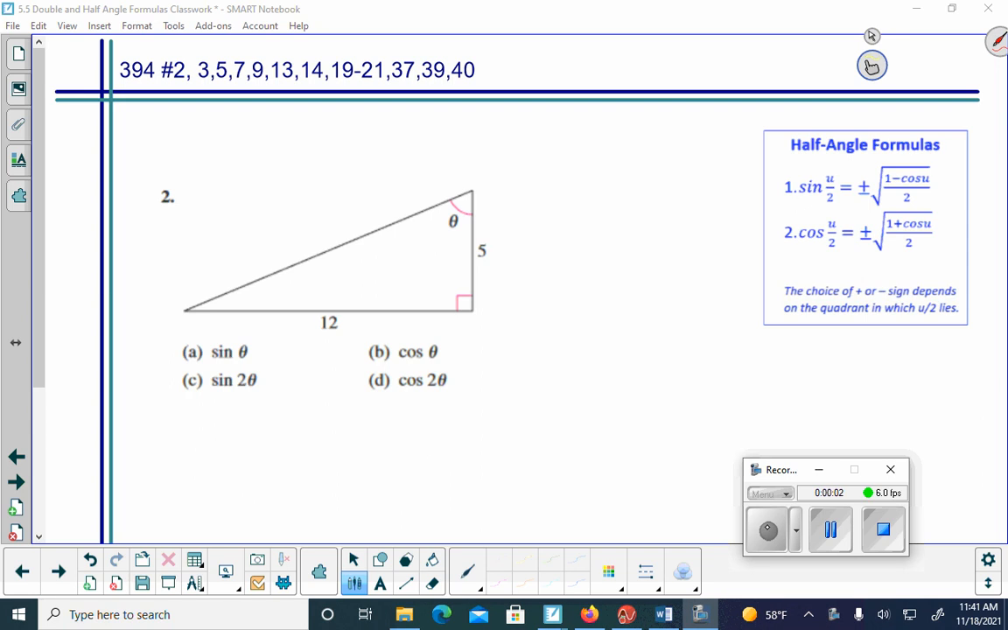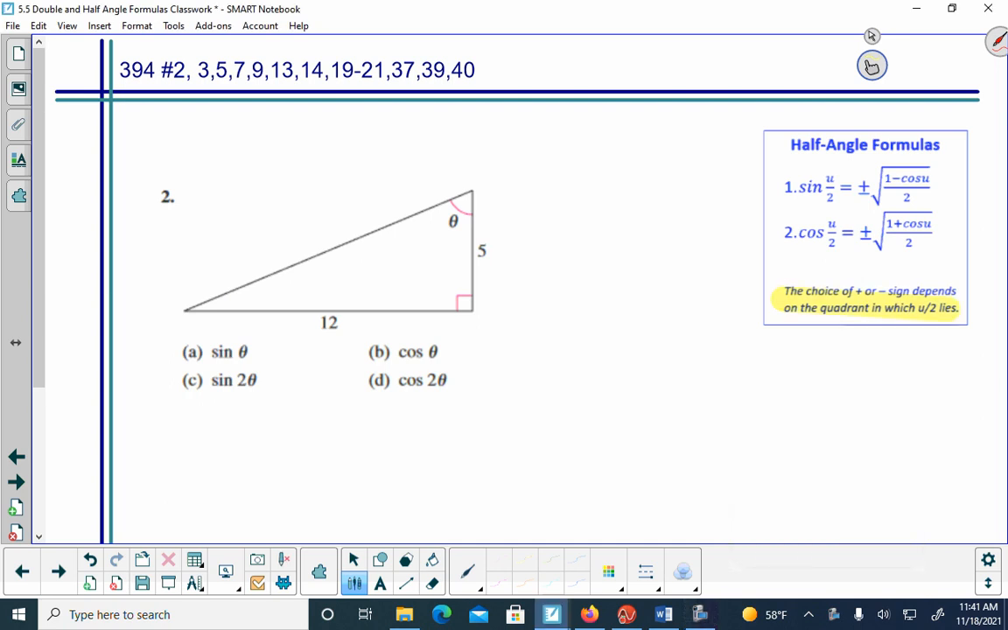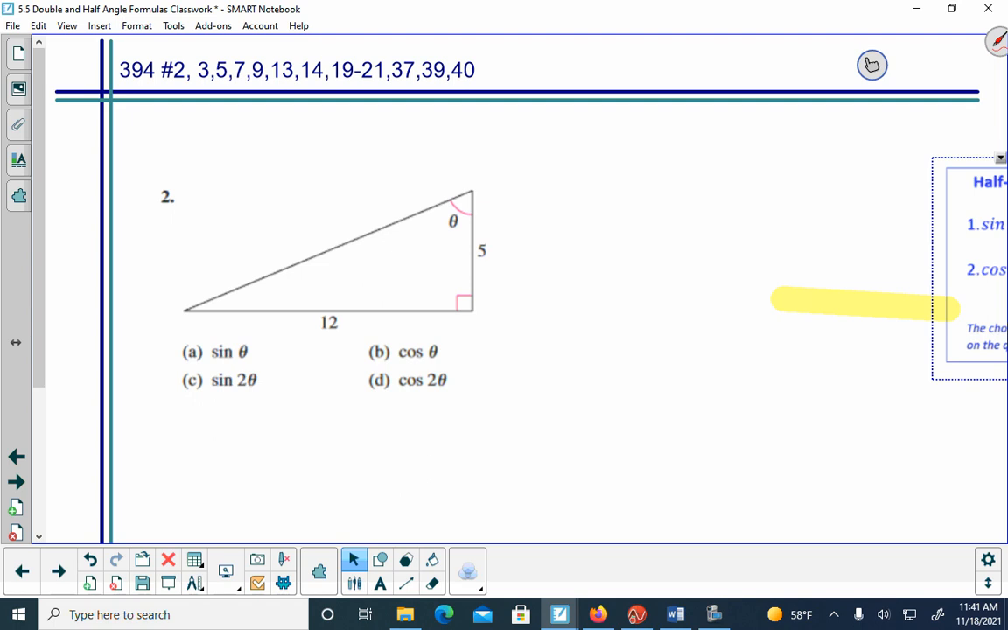I'm going to go over the 5-5 homework, which is half angles and double angles. I don't know why I put this here. This is not the right formula sheet. So let's go. You should have your formula sheets next to you. So you have this one, this angle here.